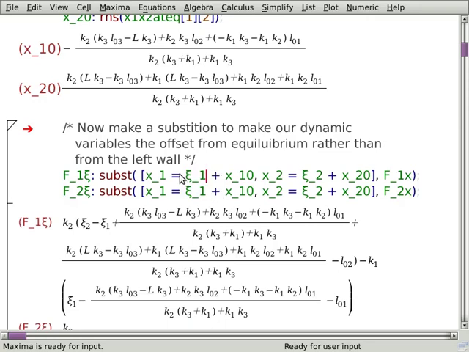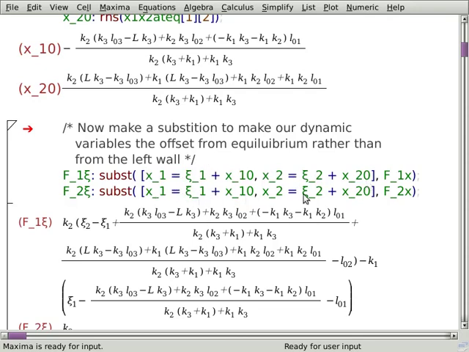I'm going to make xi sub 1 equal to x1 minus x1 0, right? So xi sub 1 is defined as the position of the first mass relative to its equilibrium, xi 1 equals x1 minus x1 0. And of course, the substitution I want to do is to get rid of x1, so you have to solve for x1, and that's in the substitution command for Maxima. And likewise, xi 2 is x2 minus x2 0, so that gives you this.